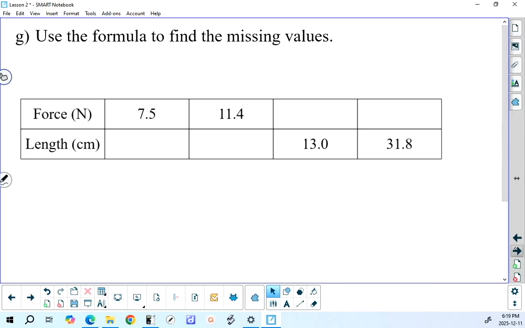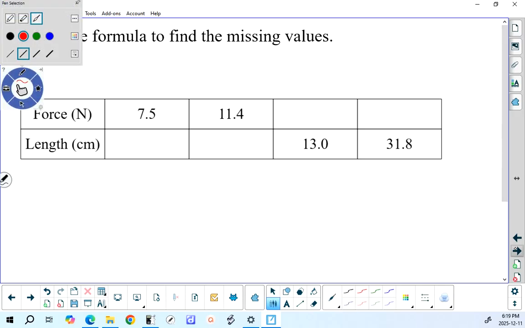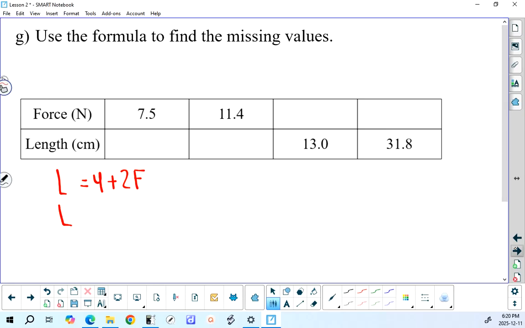Okay, so I'm going to rewrite the formula. The length equals 4 plus 2f. So this 7.5 is an f. Length equals 4 plus 2 times 7.5. You can use your calculator. You should have your calculator out and following along on your own here. And what you get is 19 centimeters.